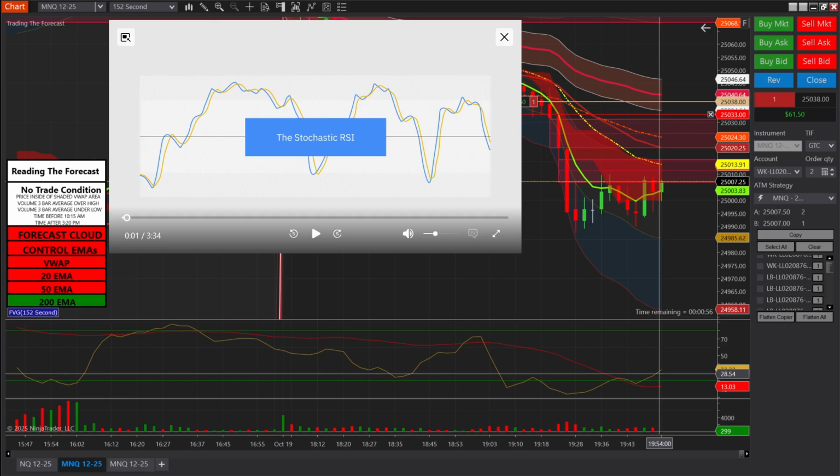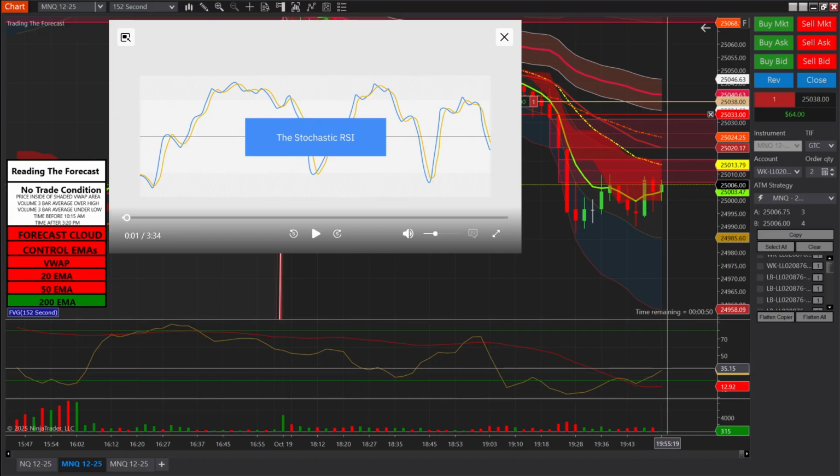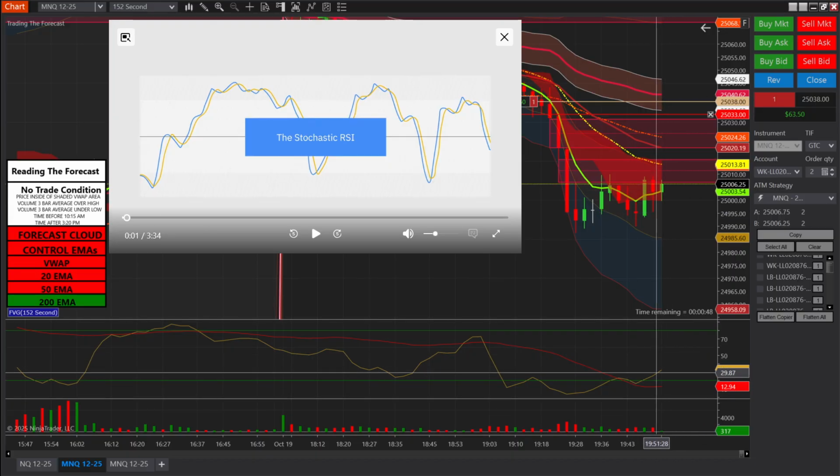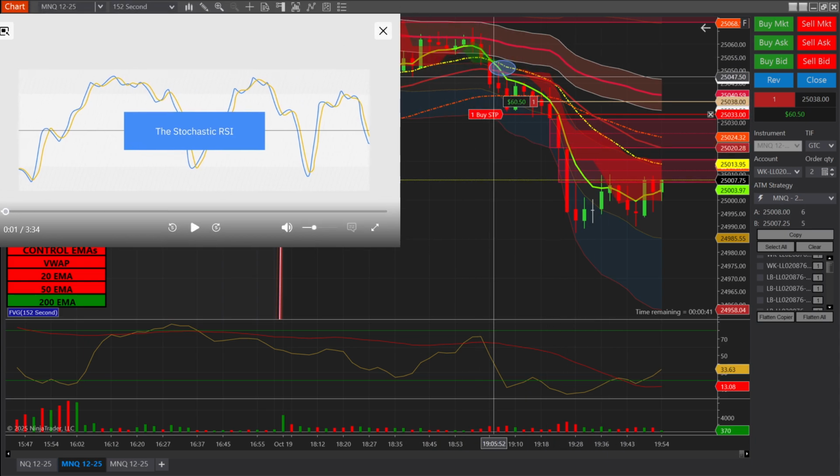I really like the stochastics because it gives a confirmation of the momentum of the trade. So it's another level of confirmation. What it's also really great for is, you see we're in a trade right now. If you were to look at this trade, our entry was right here at the cross.